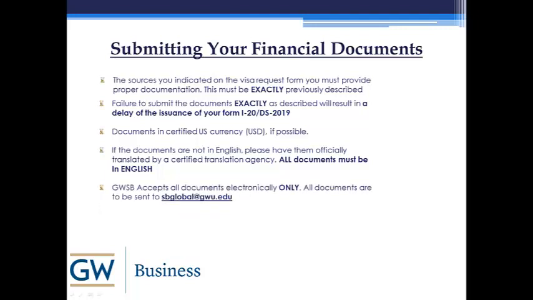GW accepts copies of all documents electronically only. All documents are to be sent to sbglobal@gwu.edu. Please submit all documents electronically. If you mail your documents via traditional mail, it is very time-consuming and you may run the risk of your documents being lost. All financial documents must be no older than 12 months old. And you must show funding for your entire program.